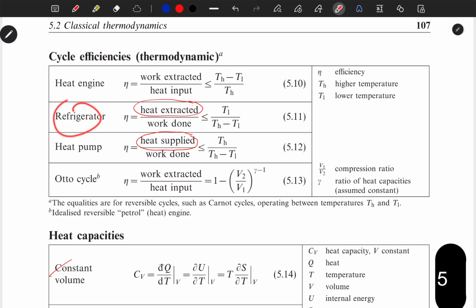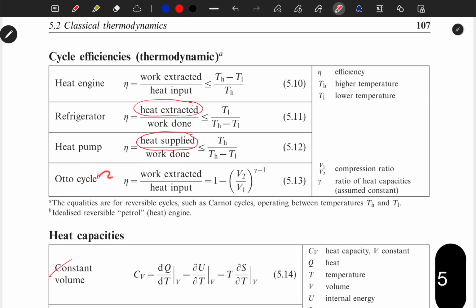For a refrigerator, we extract heat. So heat extraction divided by work done, that is T1 by (high temperature minus low temperature), so T1 by (Th minus T1). For a heat pump, we supply heat using the heat pump. So T high divided by (T high minus T low, or T1).